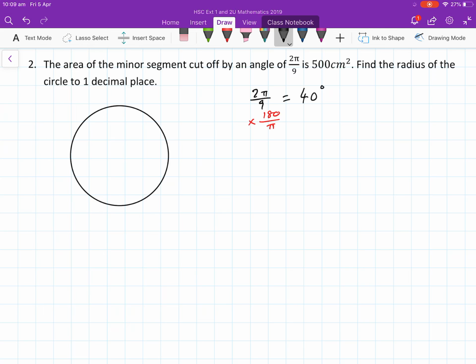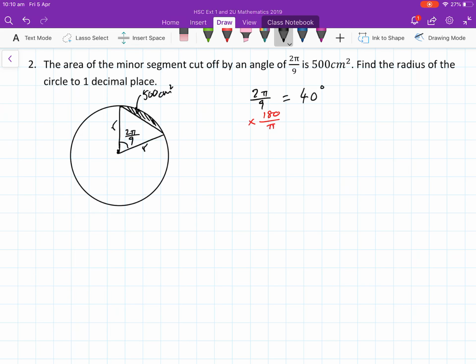180 divided by 9 is 20. 20 times 2 is 40. So it's about 40 degrees. So basically what you have is, we've got 40 degrees in here. I'll write it into radians because we're working in radians now. 2 pi on 9. And the area of the minor segment, so it's got to be quite a big circle, I think. So that area there is 500 square centimeters. And R we don't know.